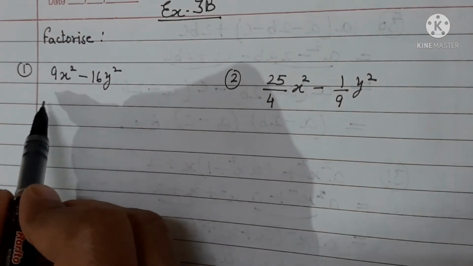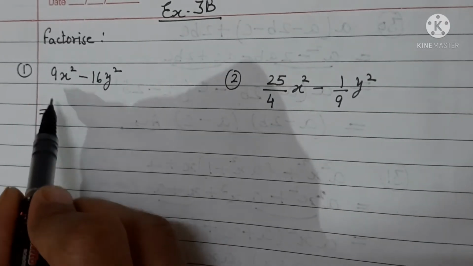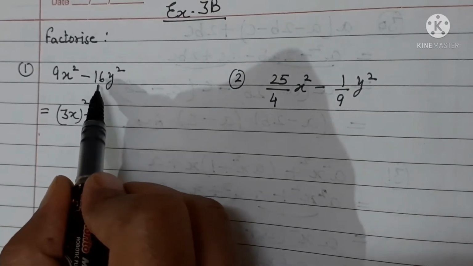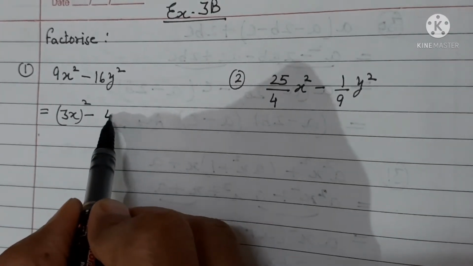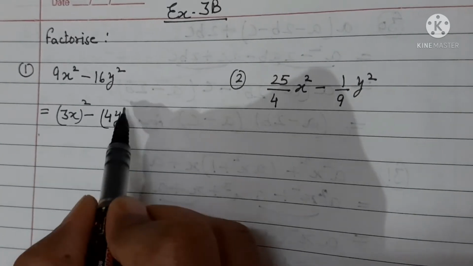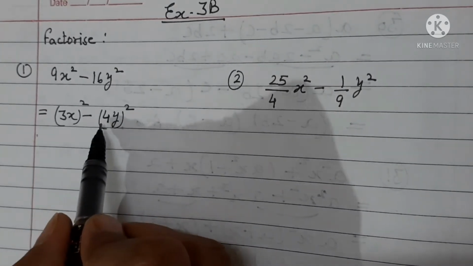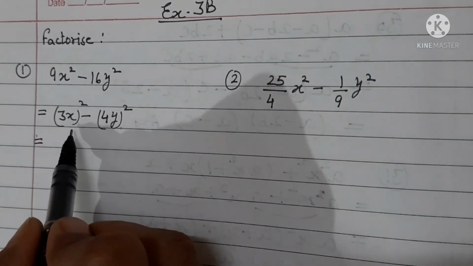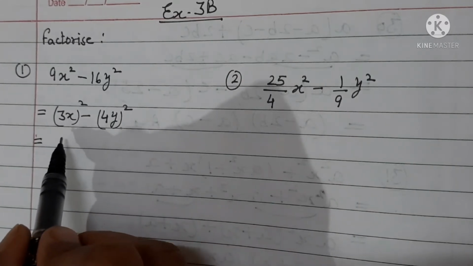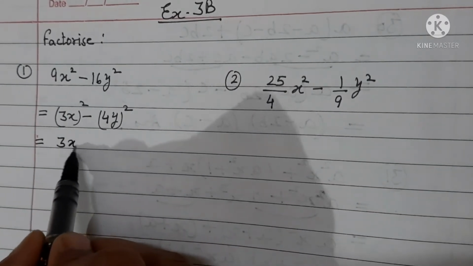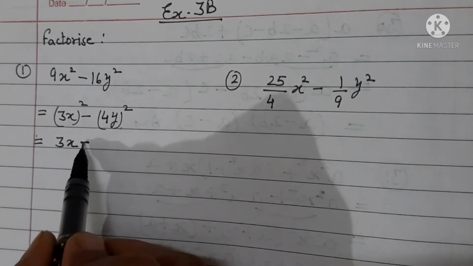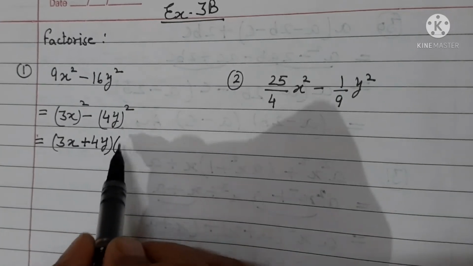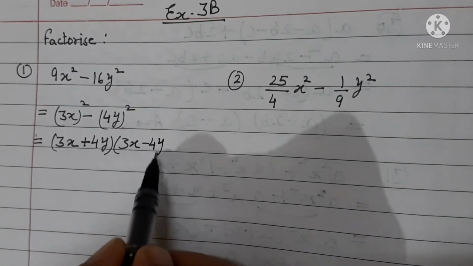Here 9 is the square of 3, so you can write it as (3x) whole square, minus 16 is the whole square of 4, so you can write it as (4y) square. So it is the form of a square minus b square. Using the identity a square minus b square is equal to a plus b into a minus b, you can write (3x plus 4y) into (3x minus 4y). Answer.